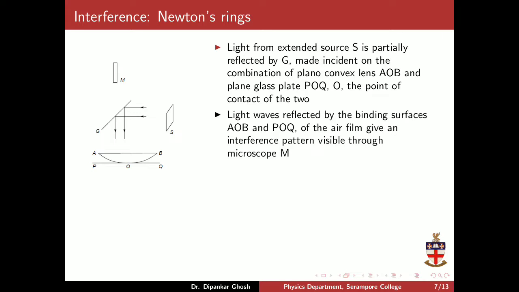Light waves reflected by the bounding surfaces AOB and POQ of the air film give an interference pattern visible through microscope M. Remember, in Newton's ring arrangement, we are using one plano-convex lens and one plane glass plate. In using these two, we are not making any glass film. We are rather making an air film, and it is a peculiar shape bounded by the surfaces AOB and POQ. An air film is formed and interference rings are formed in it, and we can see it by the microscope at the top, M.